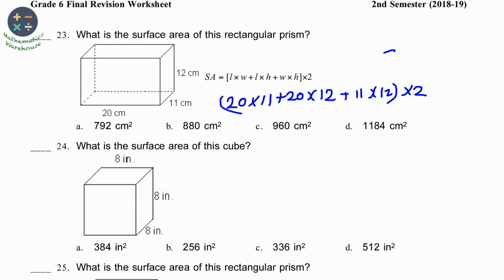So total would be 592 times 2, which is 1184. The answer would be D.